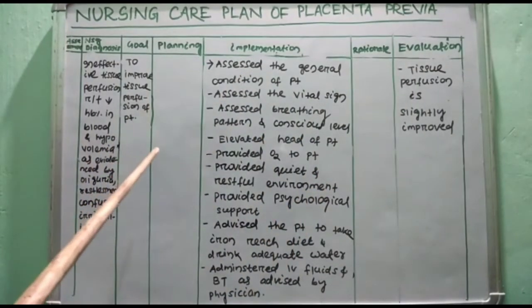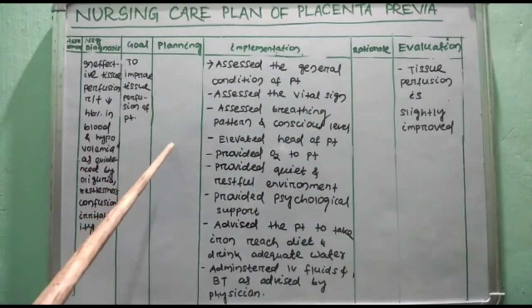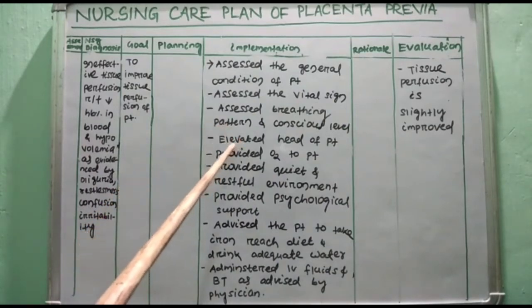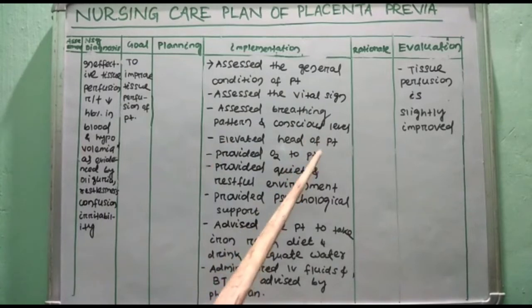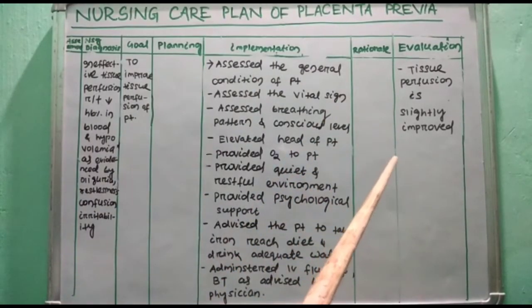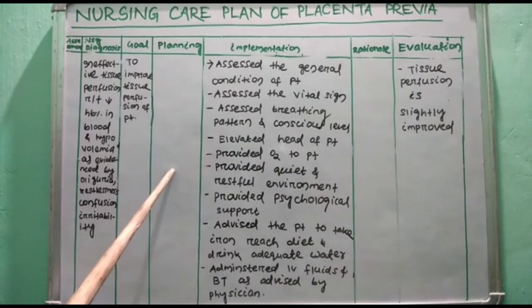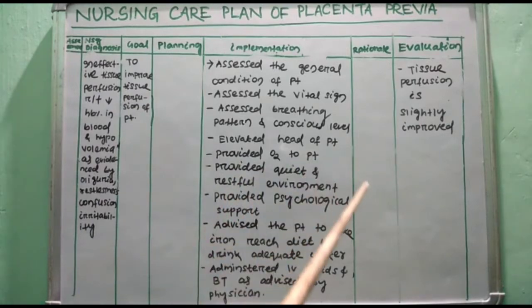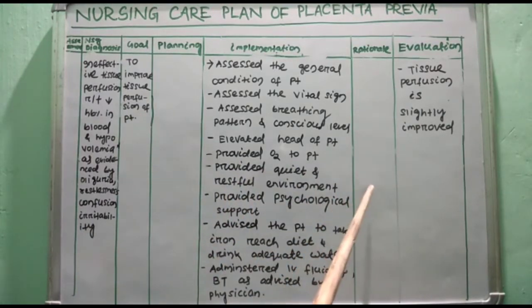Then next planning is the head of the patient to be elevated. Then implementation is elevate the head of the patient. And rationale is to promote circulation. Next planning is a quiet and restful environment to be provided to the patient. Here implementation is provide a quiet and restful environment to the patient. Rationale is to lessen the oxygen demand of the patient.